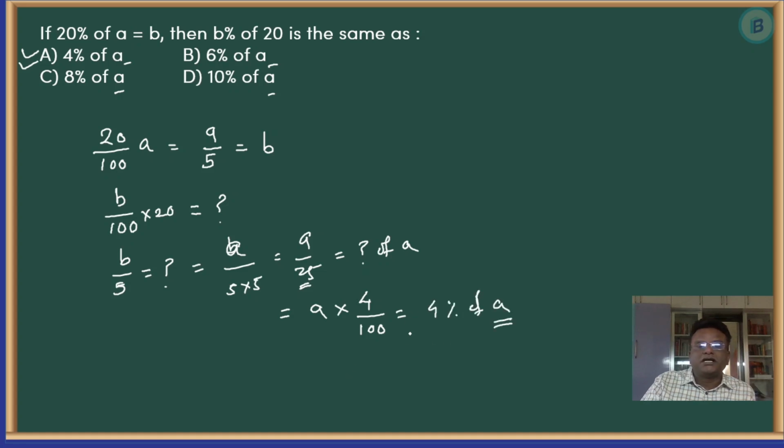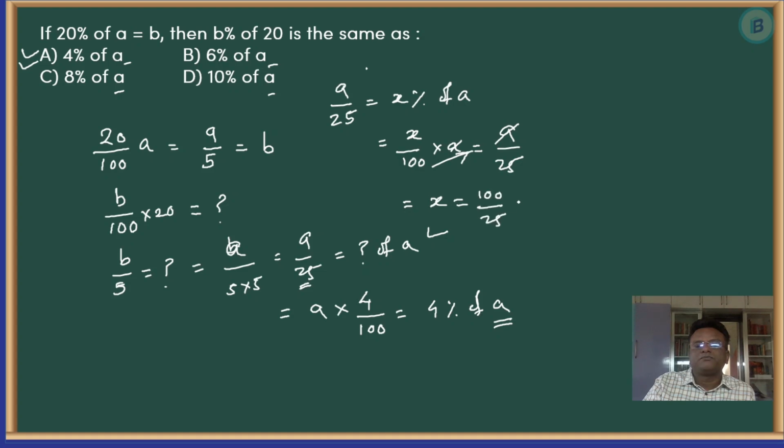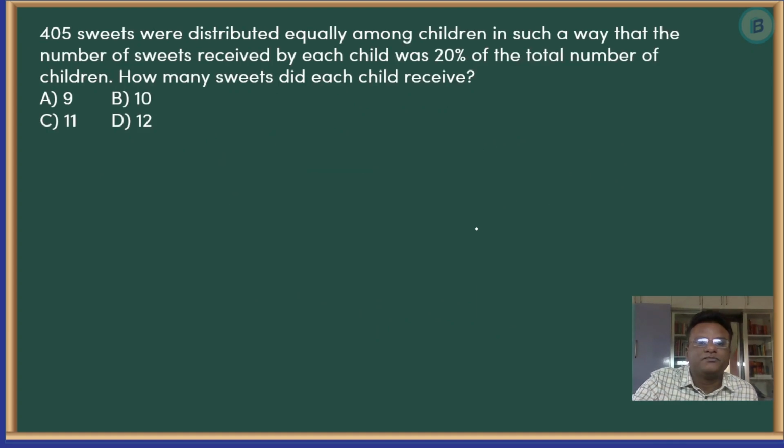Or if this doesn't strike to you, you have already arrived at this equation. So A divided by 25 is X percent of A, which is X divided by 100 is equal to A divided by 25. So we have to find the value of X. X is equal to 4. So it is 4% of A. If this doesn't strike to you, the answer is 4% of A, option A. Go to the next one.